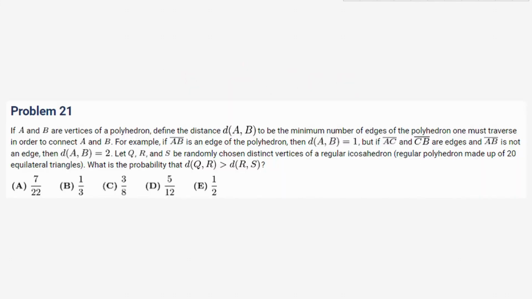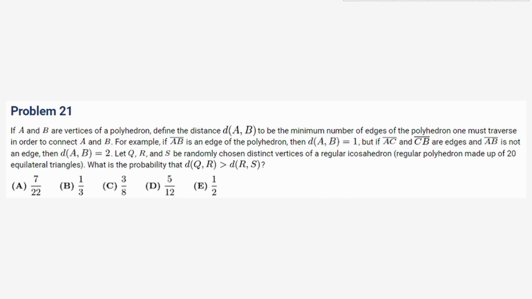First up, we have problem 21, which gives us 3 randomly chosen distinct vertices P, Q, and R on a regular icosahedron and asks us to find the probability that the distance between Q and R is greater than the distance between R and S. The distance function is defined as the minimum number of edges one must traverse to connect the initial point to the endpoint.